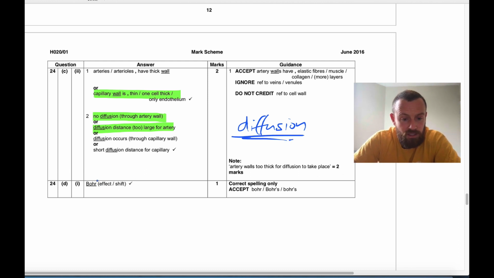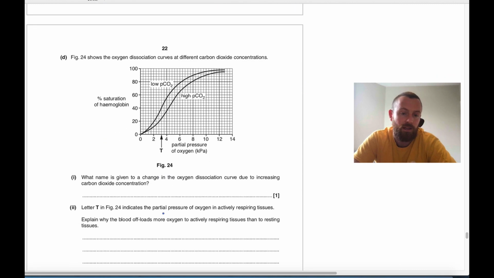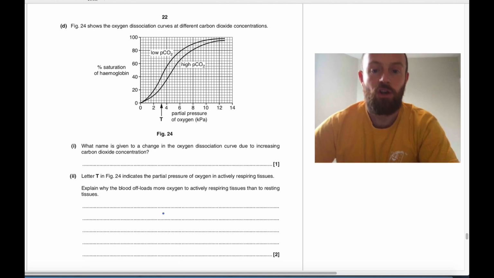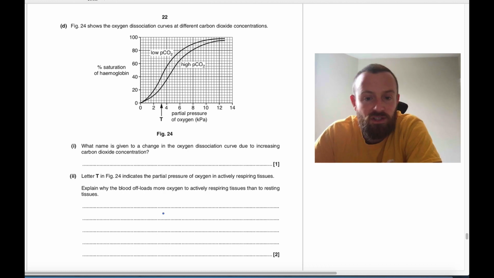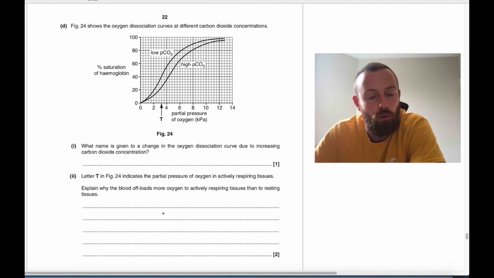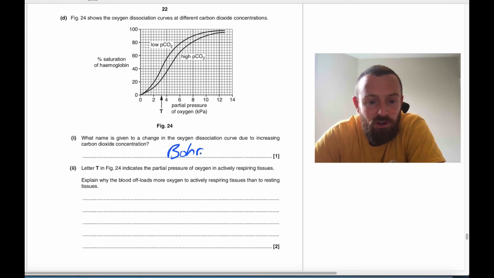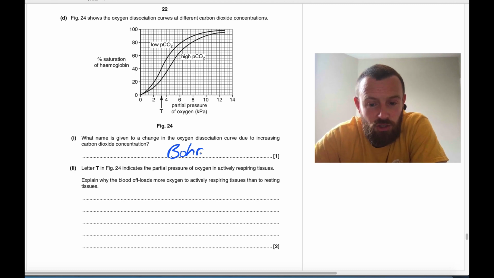Notice the Bohr effect is coming up in the next question, which we already started to think about. What is the next question? Here, classic. Okay, so D. Figure 24 shows the oxygen dissociation curves at different carbon dioxide concentrations. When we increase CO2, hemoglobin releases more of its oxygen. This is called the Bohr shift or Bohr effect. Letter T in figure 24 indicates the partial pressure of oxygen in actively respiring tissues. Explain why the blood offloads more oxygen to actively respiring tissues than to resting tissues.